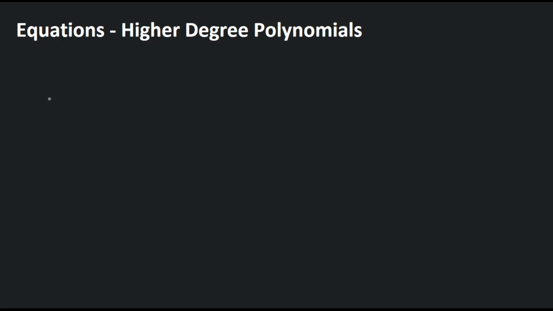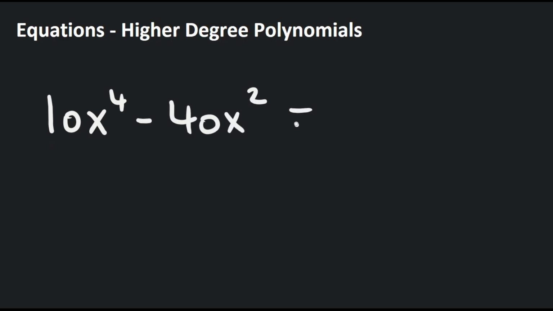So let's go through an example. Let's say we had 10x to the power of 4 minus 40x squared equals 0. For equations like these, we can actually factor this by pulling out the greatest common factor, the GCF. So let's go ahead and start factoring this.